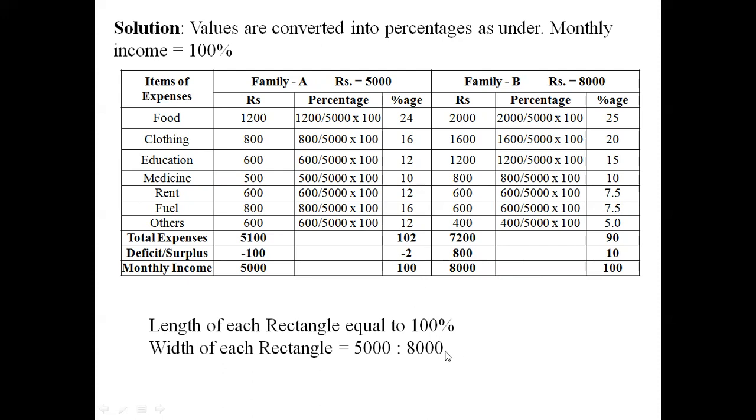How we have to show? The negative part we have to show. Width of the rectangle, here 5,000, here 8,000. Take the ratio of 5 is to 8.